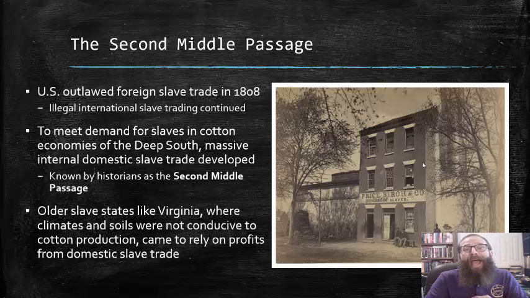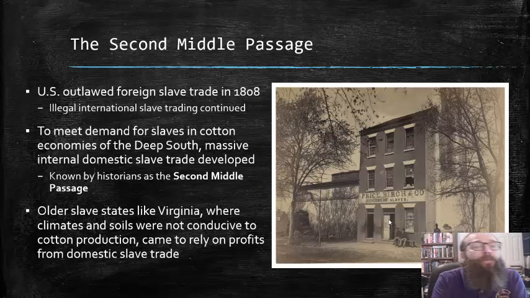Now, the U.S. had outlawed the foreign slave trade in 1808. And although an illegal international slave trade continued after that date, which did supply a small percentage of the slaves to the U.S. South, the majority of the slaves in the South came from an internal slave trade in the United States. To meet the demand for slaves in the burgeoning cotton economies of the Deep South, the part of the South that was expanding westward, a massive internal domestic slave trade developed.